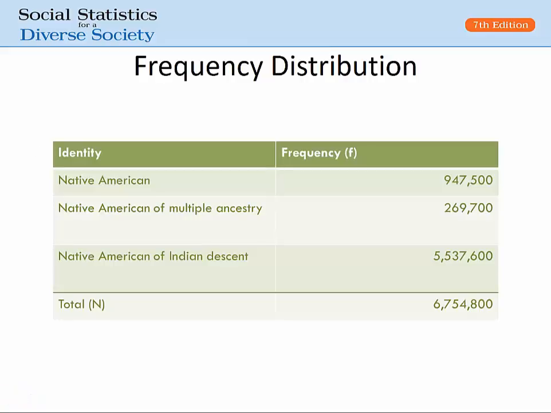So for example, this frequency distribution shows different identities of Native Americans and the frequency or count of those individuals. So in the Native American category, we have 947,500 individuals. In the Native American of multiple ancestry, we have 269,700 individuals. And in the Native American of Indian descent, we have 5,537,600 individuals. And the total N, or the total number, if we add all of those frequencies together, is 6,754,800 individuals. So you can see it's just a count, really, of each person in each category.